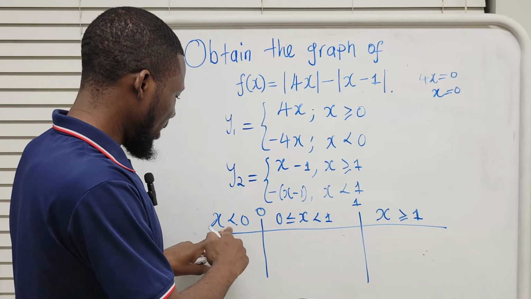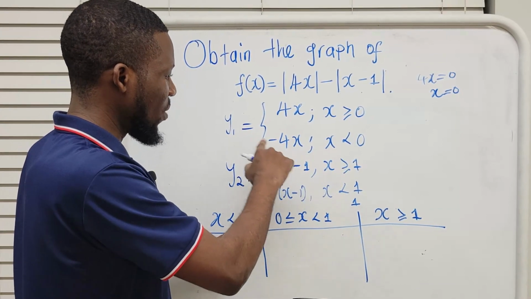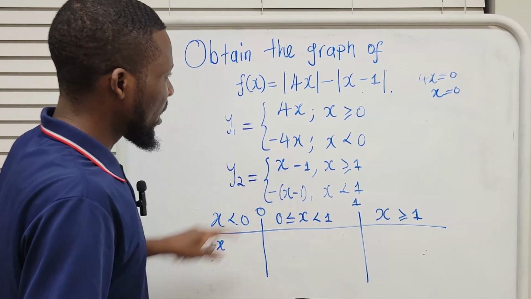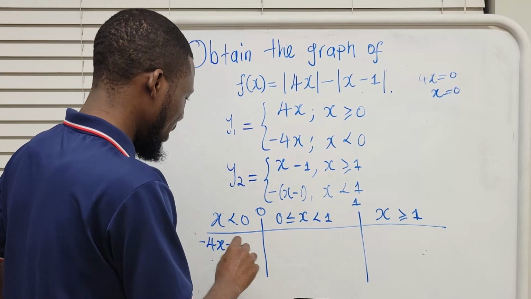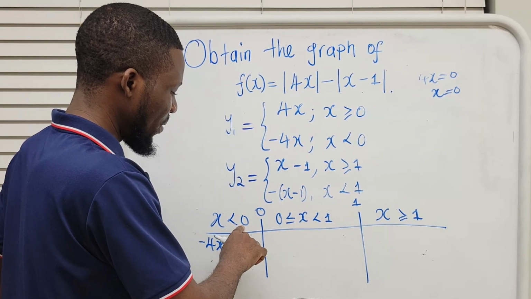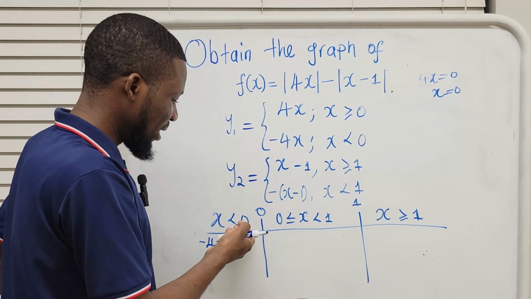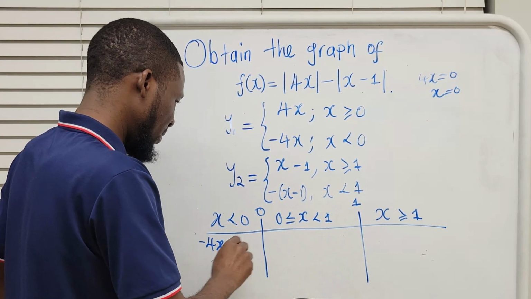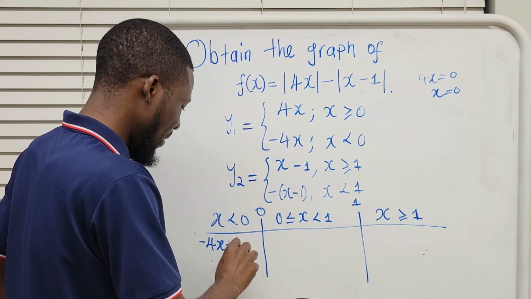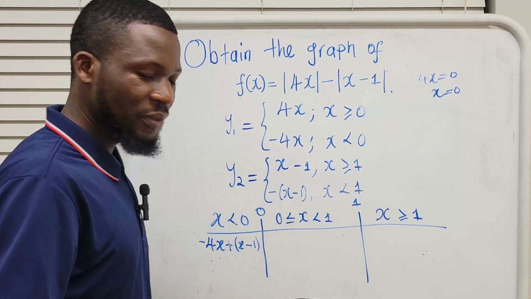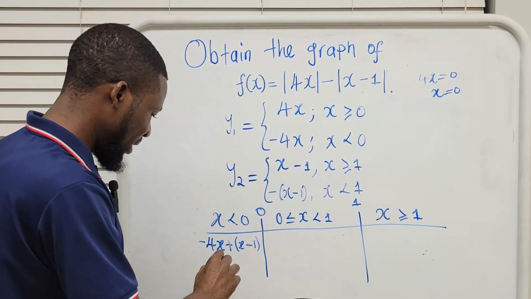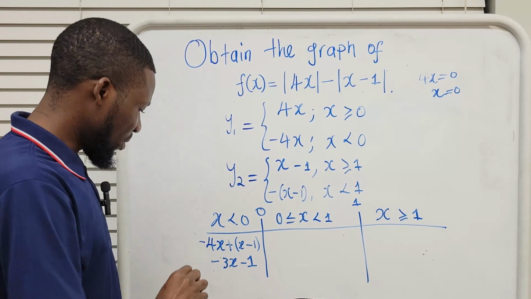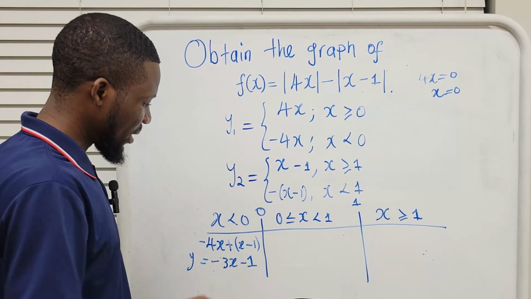Okay, now if x is less than 0, we are saying that y1 is negative 4x. So we have negative 4x. Now here it is minus, so minus. Now when x is less than 0, all the values that are less than 0 are going to be less than 1. So we pick the second part, which is negative, so this will be plus x minus 1. Okay, now this is just negative 4x plus x, which is negative 3x, then minus 1. Okay, so y is equal to that.